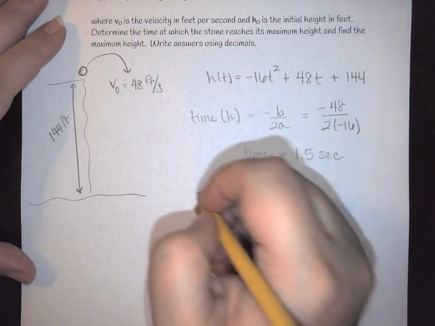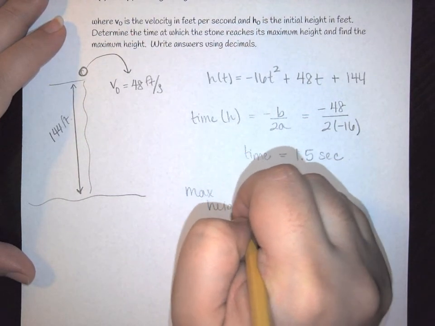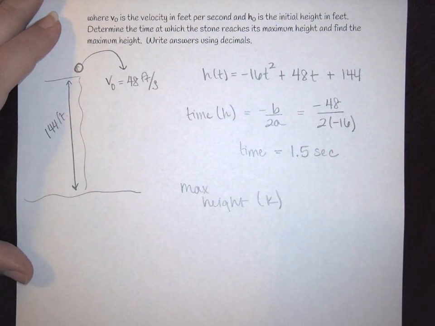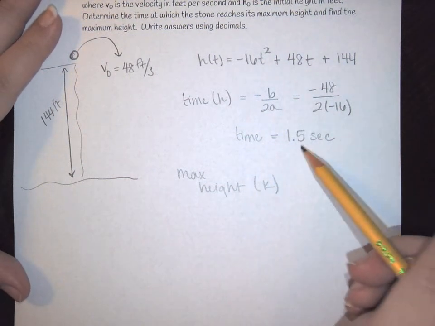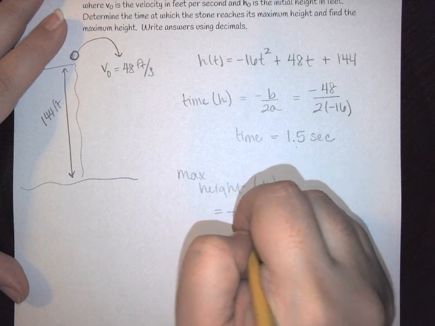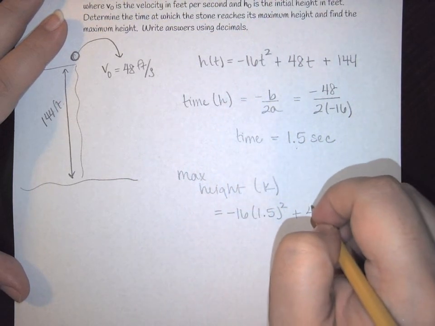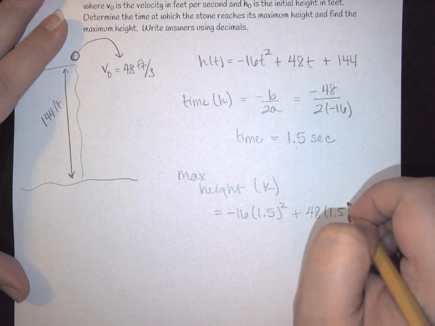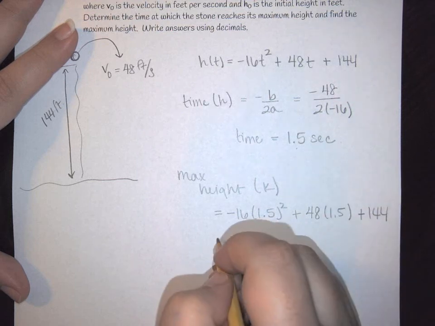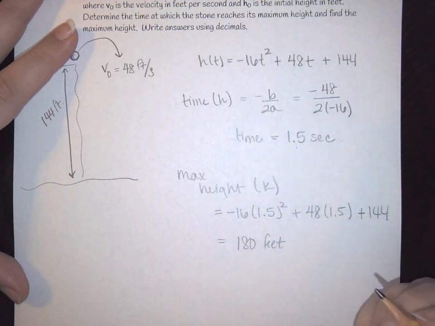Now, in order to find your maximum height, that is going to be like your k value. So in this case, what that means is that I have to plug in my time in for t. So to find it, I'm going to take this negative 16 times 1.5 squared plus my 48 times 1.5 plus the 144. And so when you do all of that, we come out with roughly 180 feet.